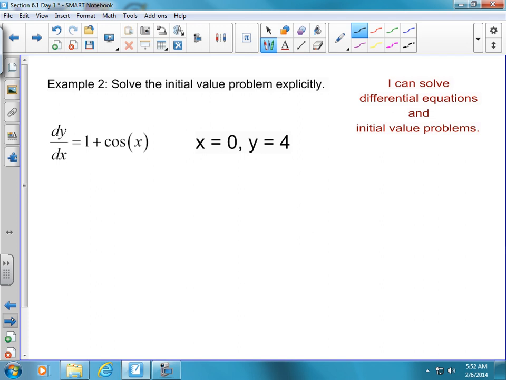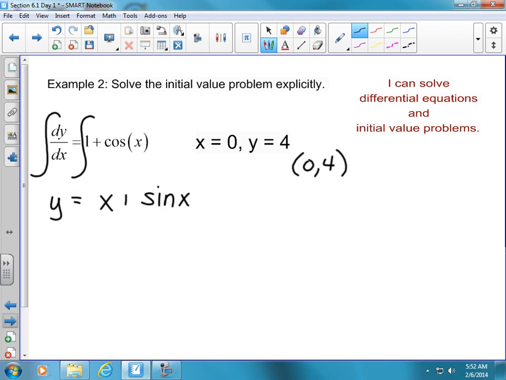Let's take the antiderivative of both sides. And this time we have x 0, y 4. So we know that this function starts at the point 0, 4. All right, solving the differential equation, the antiderivative of cosine is a positive sine of x. Do not forget c. When you have an antiderivative that doesn't have a lower limit and an upper limit, you always have to have a c on it.